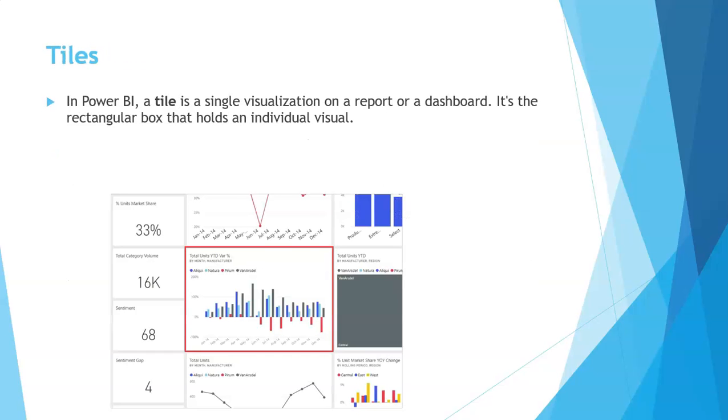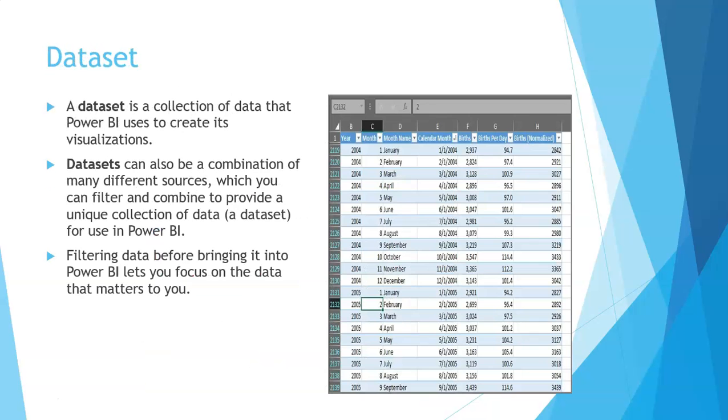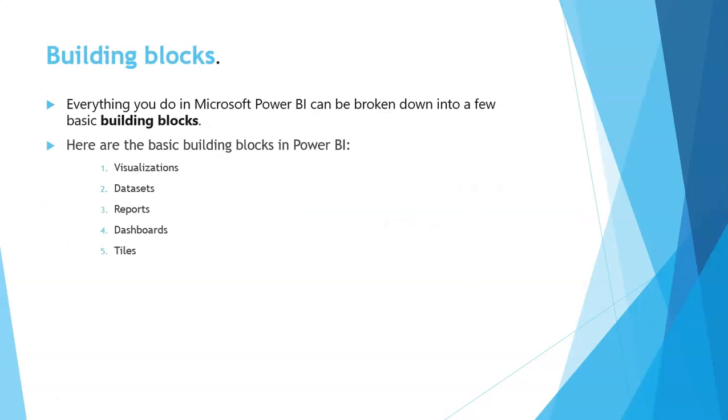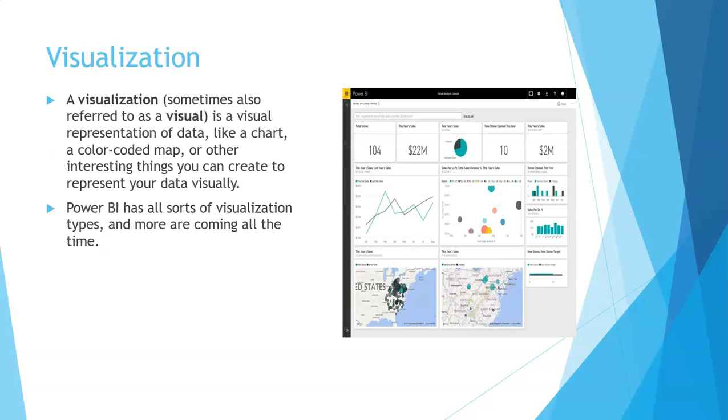And the last one is the tile. As I said, a tile is a holder for your visualization. For every visualization you create, a tile will be created which will hold your visualization, either in the report or a dashboard. The rectangular box you can see here which is holding your visualization is called a tile. So these are the building blocks of Power BI: visualizations, data sets, reports, dashboards and tiles.